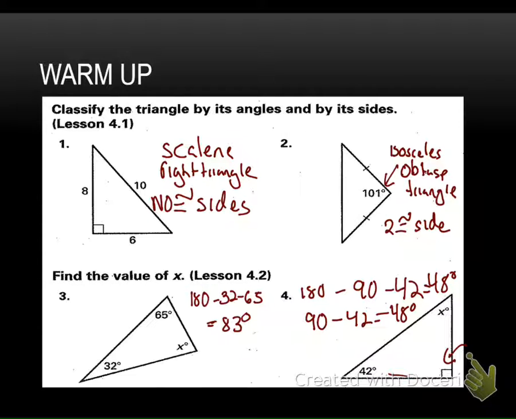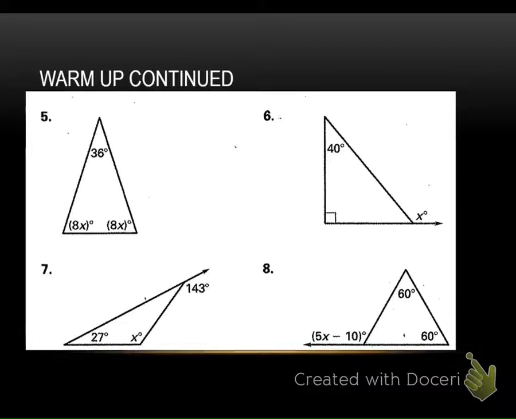Okay, does anybody else need more time? Okay. Yep. So right here we have our next examples. I gave you guys some time to write them down. Let's get started. So we know that the sum of the interior angles of a triangle is how much? 180. So we take 180 and we set it equal to the sum of the measures of the angles. So that's 36 plus 8x plus 8x.